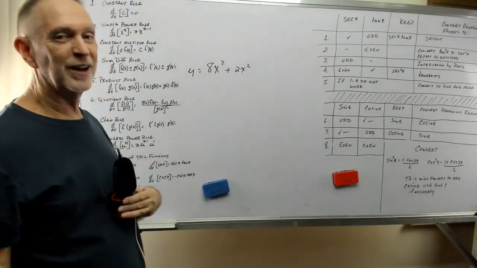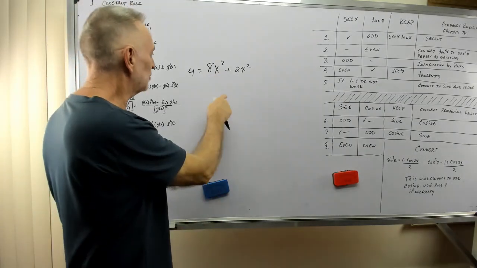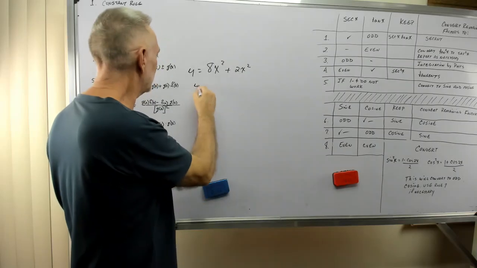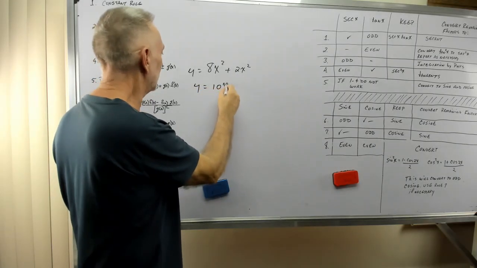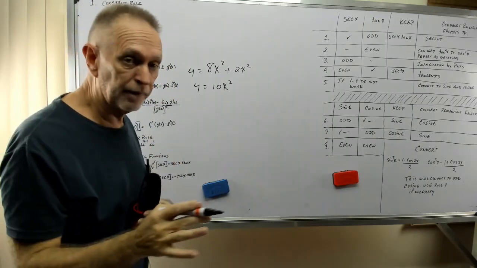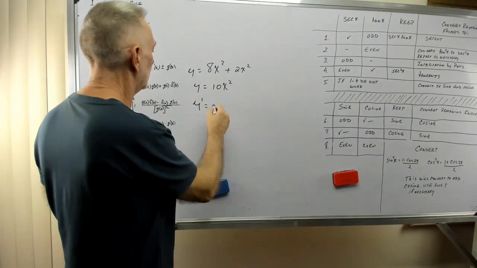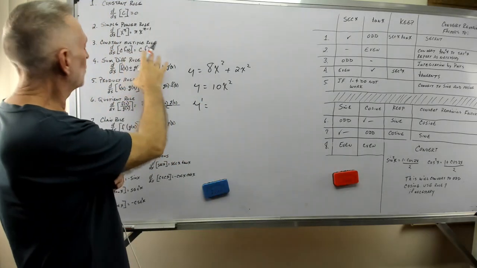Your teacher will never give you one this simple, okay? If I have 8 of something plus 2 of something, what does that mean? I have 10 of something. Okay, so that's 10x squared. Now if I take the derivative of 10x squared, y prime, I can use a constant multiple rule.